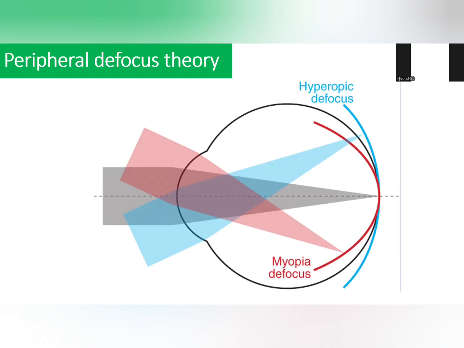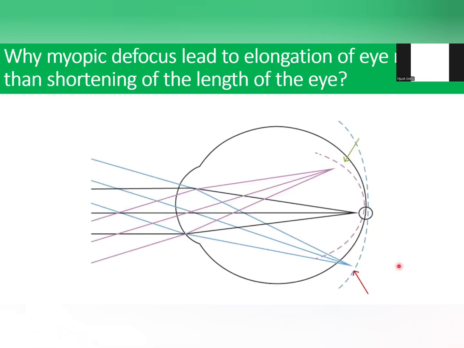Now, the impact of near work here. Prolonged near work, like reading and using screens, can exacerbate these issues. When focusing on a near object, the eye's ciliary muscle contracts, which can also create peripheral defocus. Now, this additional blur from prolonged near focus may further stimulate eye elongation. So here is the question: why does myopic defocus lead to elongation rather than shortening of the length of the eye?